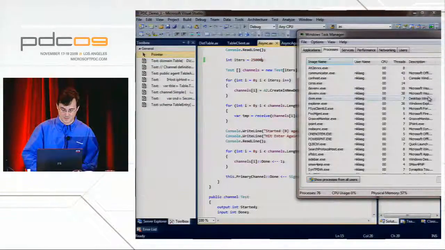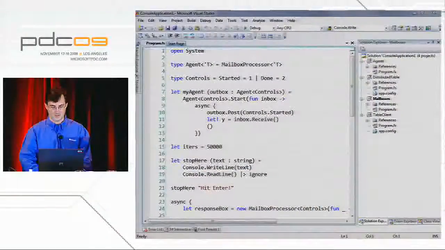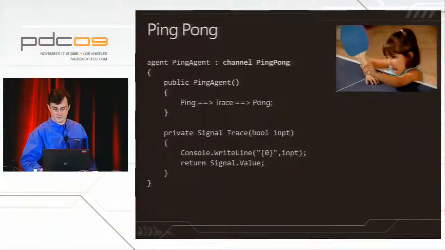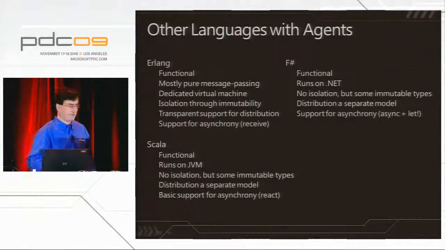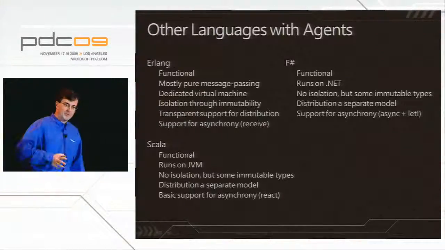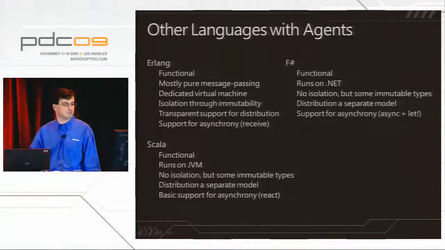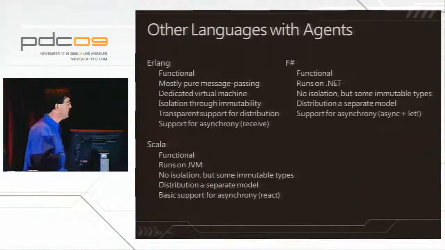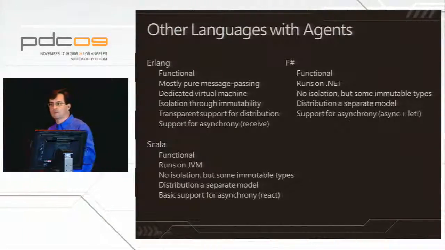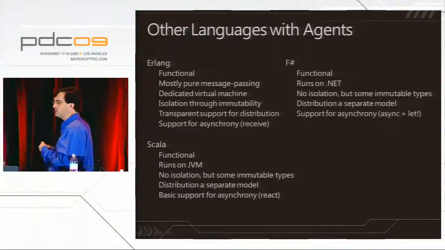All right. So agent-based programming is not something that we invented. Let me talk about Erlang. It's a purely functional language, pure message passing, gets isolation through relying entirely on immutable types. Scala has agents. It's functional. It runs on the JVM. Their agents aren't isolated, but they do have some immutable types. Distribution is a separate model. So this is a model that focuses on in-process agents.